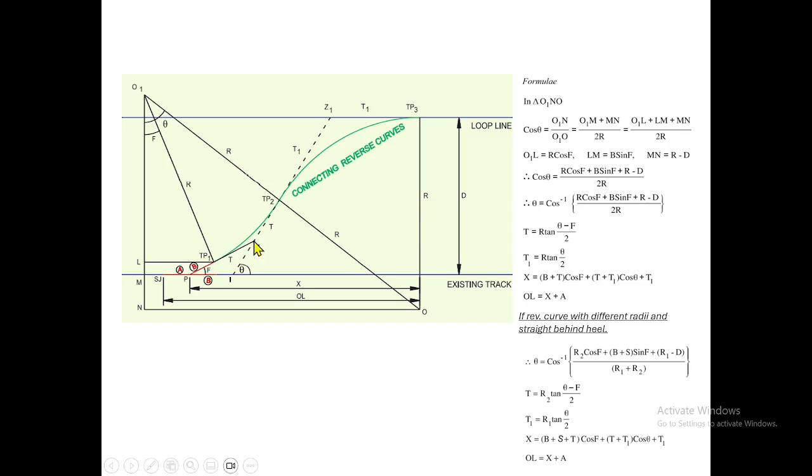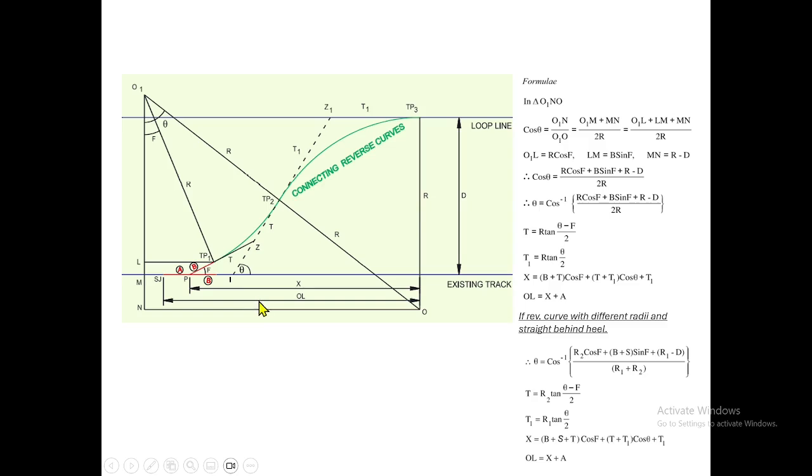So let us take this triangle, b plus t into cos f. Up to this we got. Then coming here, you can make this triangle. Here t is the hypotenuse t1. So t plus t1 into cos theta, this theta is this theta, this is also theta. So that we will get the distance up to z1, then plus t1. So that will be your x distance.